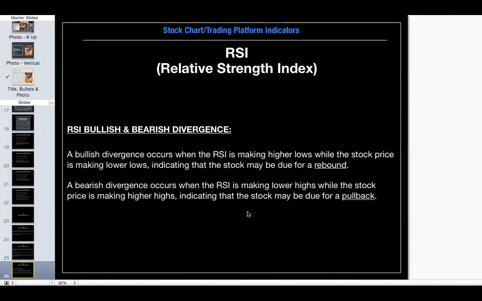So, which leads into my next question, the RSI bullish and bearish divergence. A bullish divergence occurs when the RSI is making higher lows while the stock price is making lower lows, indicating that the stock may be due for a rebound. And the bearish divergence occurs when the RSI is making lower highs while the stock price is making higher highs, indicating that the stock may be due for a pullback.